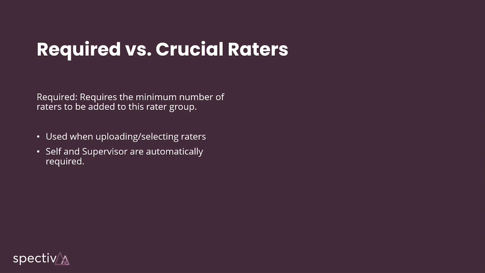Oftentimes, there's a rater group that maybe we don't have anybody to put in there. For example, direct reports. Sometimes we're going to be doing 360s for individual contributors. Now, for the required, we would want to leave the direct reports not required so that they can leave that field blank. But any of the rater groups that are marked required means that either the participant, when they select their own raters, or you, when you upload the raters, will have to meet the minimum threshold within that rater group. Now, the self and supervisor are automatically required. Those are two very important rater categories that we want to make sure we have in there.